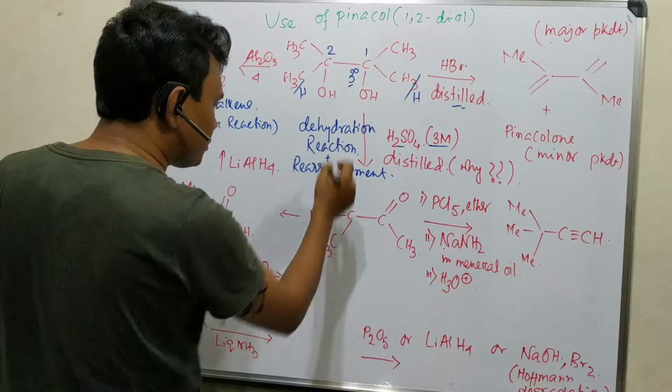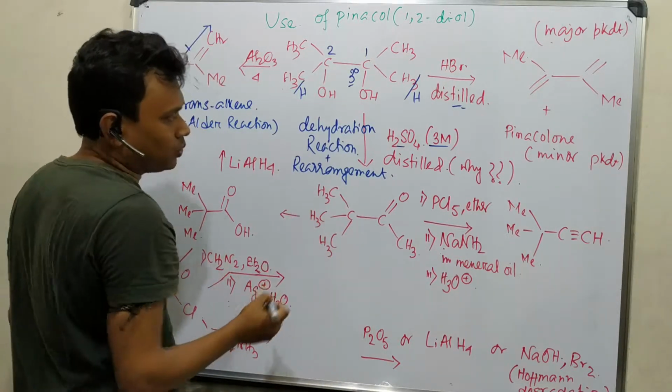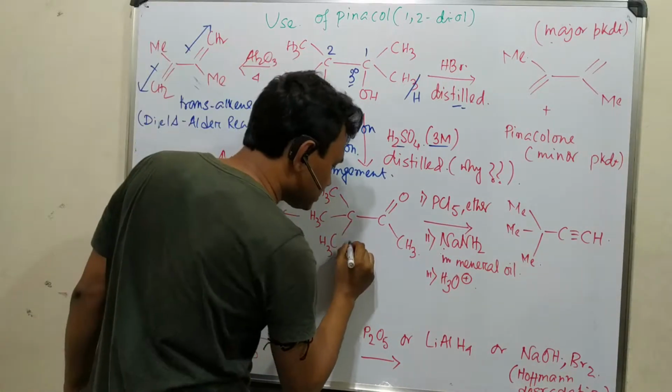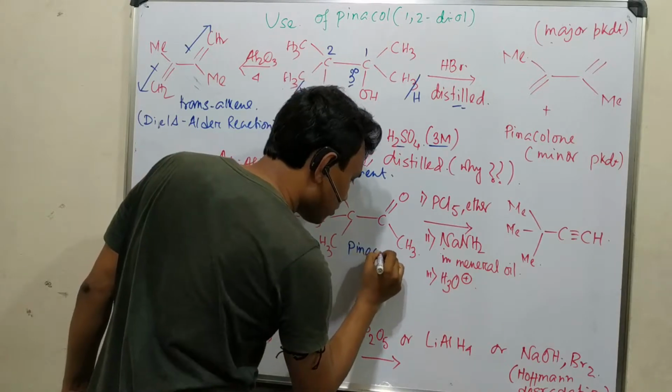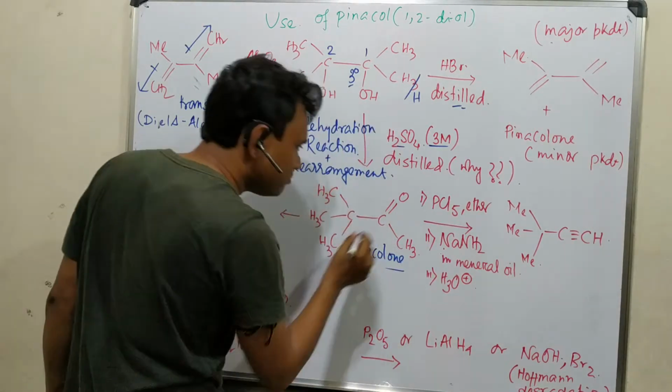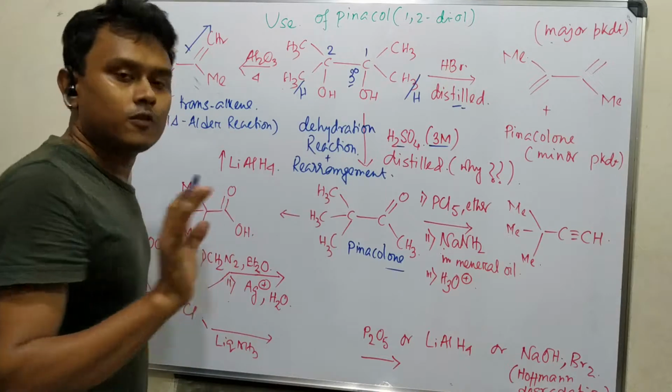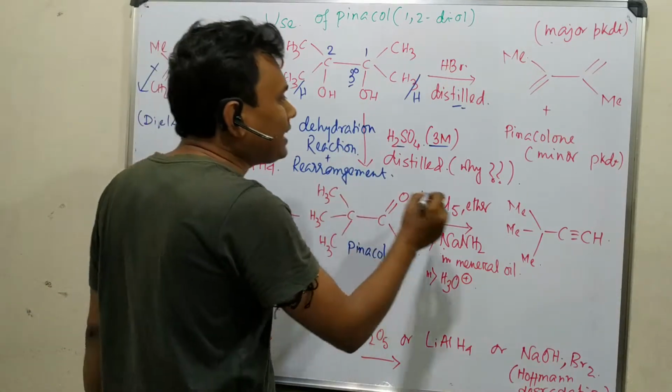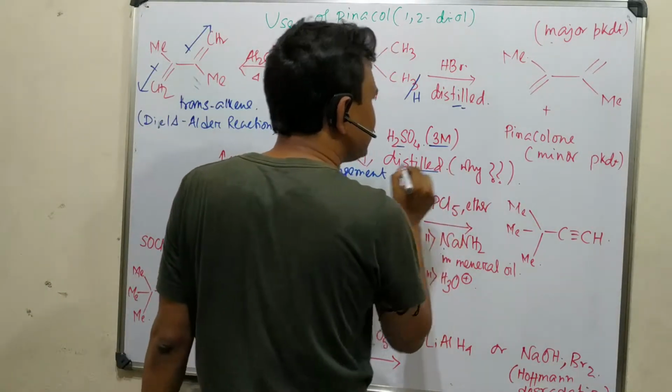Similarly this, and in presence of 3 molar sulfuric acid, it produces this pinacolone. This is pinacol, this is pinacolone. Means it's a keto methyl type group. Fine. So why do I always write here distilled?